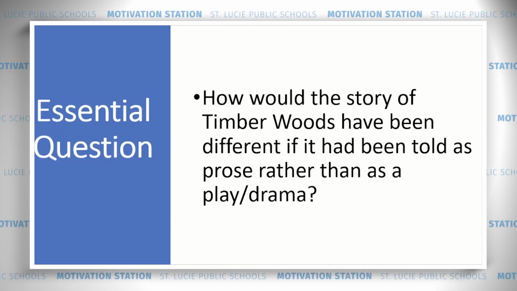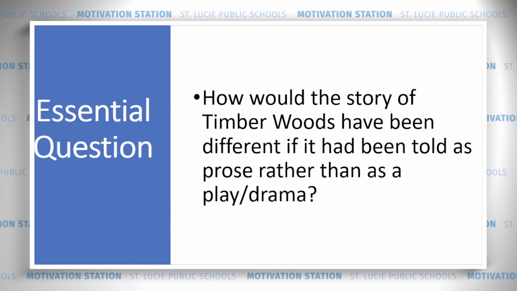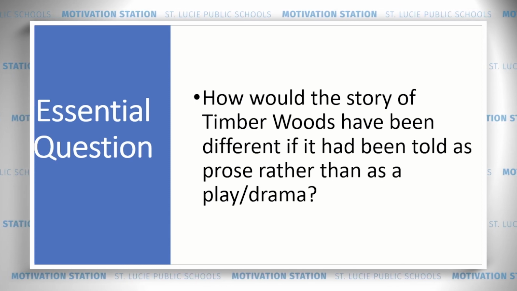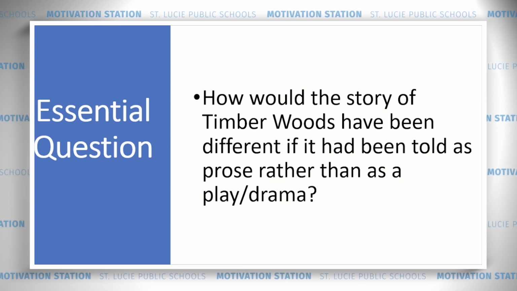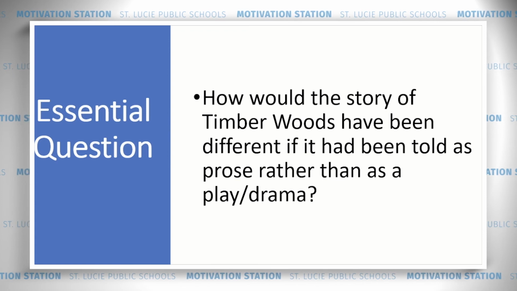And let's review the essential question from last week, which we're still trying to answer. How would the story of Timber Woods have been different if it had been told as a prose rather than as a play or drama?